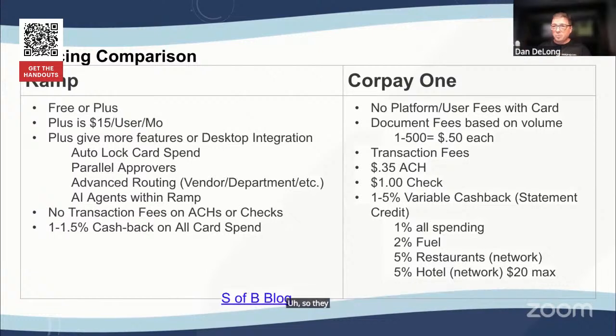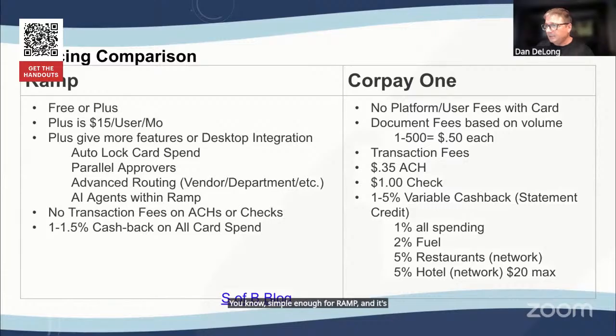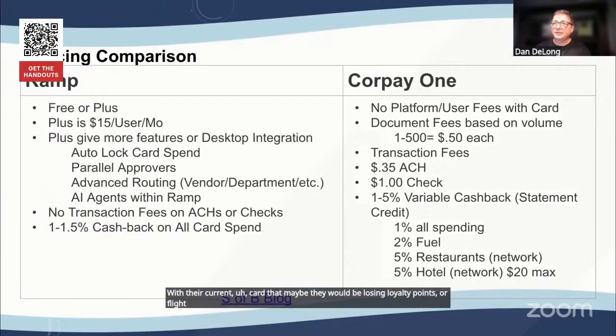So they bring up a very good point, because they will have a variety of different rewards. And in this particular case, it's flight miles and reward points for Southwest, right? So if they move to one of these platforms, where it's simple enough for Ramp, and a little bit more complicated with regards to Corpay, depending on what it is that they're spending on, how does that equate to those different types of rewards that maybe they know and like with their current card, that they would be losing loyalty points or flight miles or things like that?